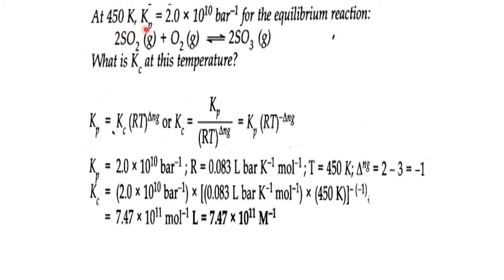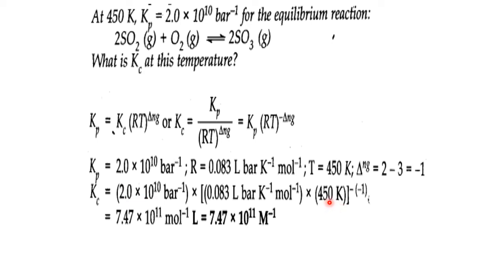At 450 Kelvin, Kp equals this much for the equilibrium reaction SO2, O2, SO3. What is Kc at this temperature? Using the same equation, Kc equals Kp by RT to the power delta Ng. So Kp into RT to the power minus delta Ng, by the law of indices: a to the power of n equals one by a to the power of minus n. Please substitute the Kp value, the R value, and then the temperature value.